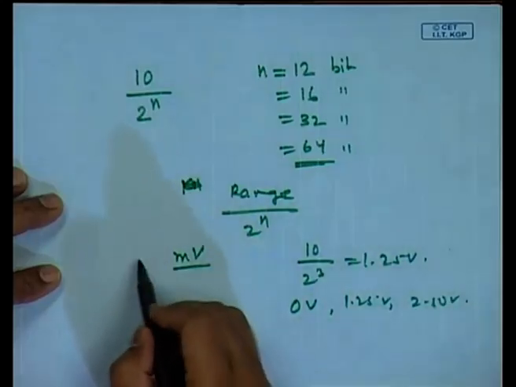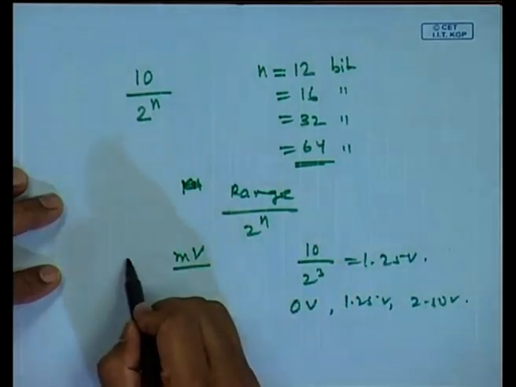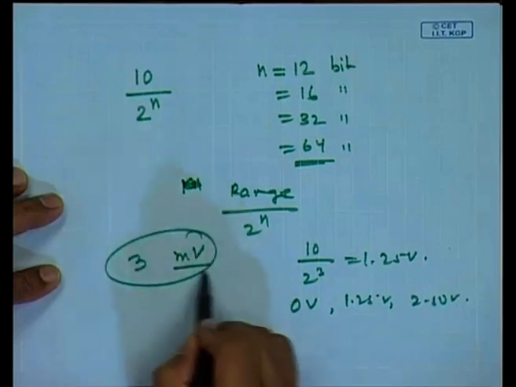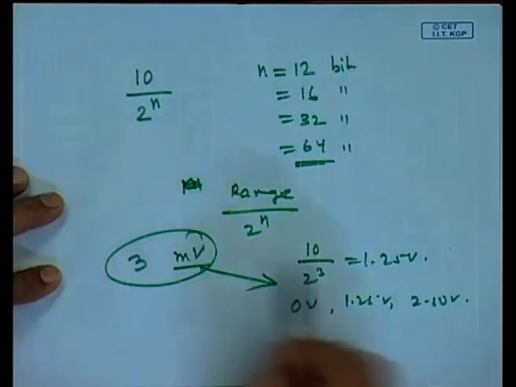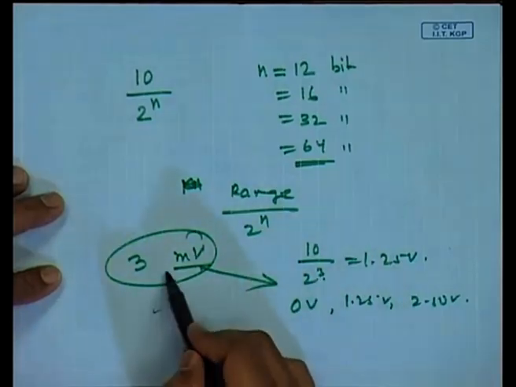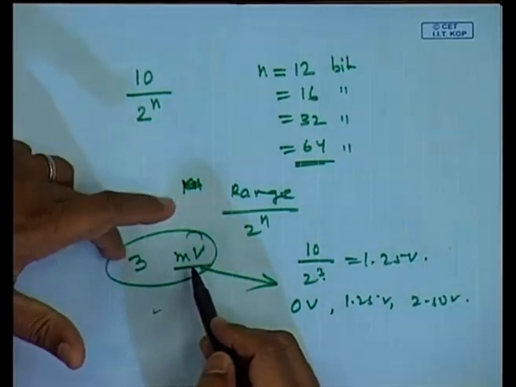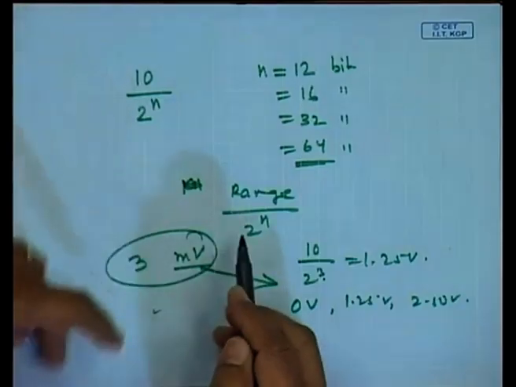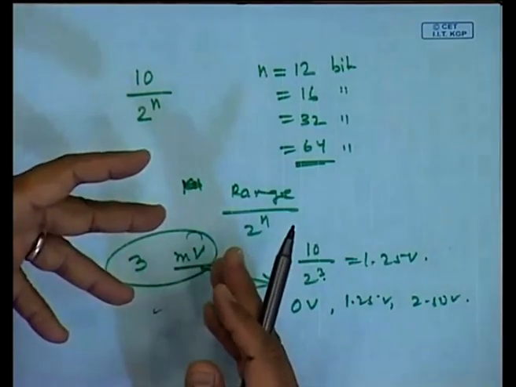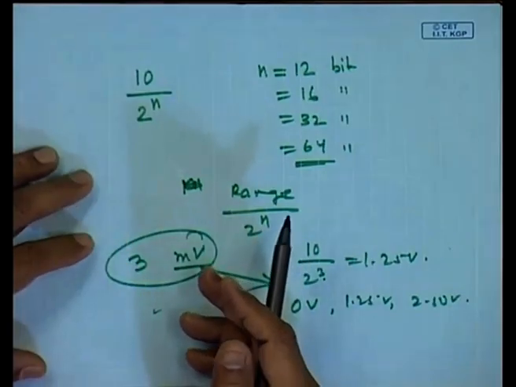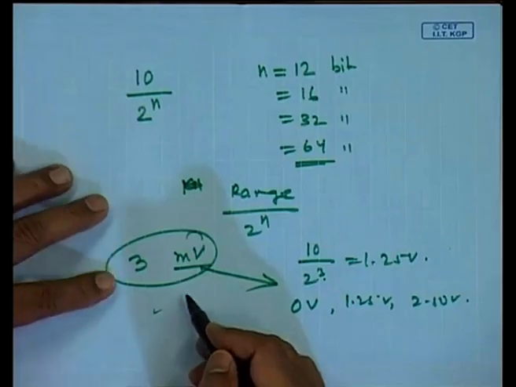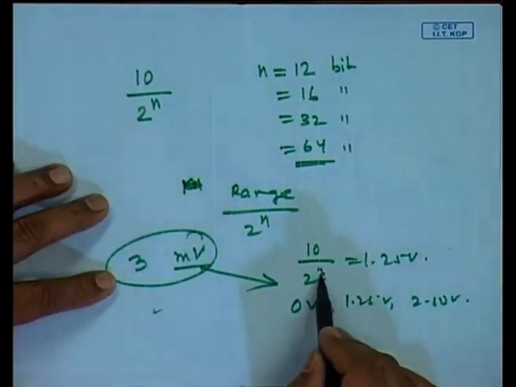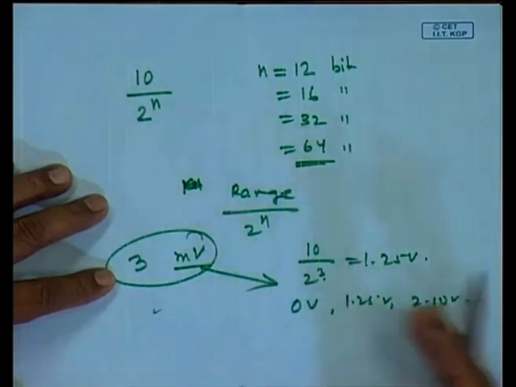So, I can possibly not sense, suppose I have a signal of 3 millivolts. This cannot be sensed by such an A to D device. Either I have to increase the bit size or I have to amplify this signal, and amplification means you are also amplifying the noise. So, the signal to noise ratio will decrease, and then there will be noise in the signal, or the best way is to increase the bit size and thus avoid the quantization error.